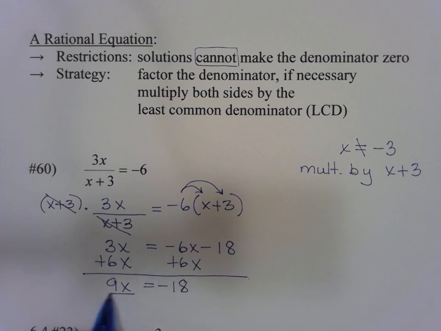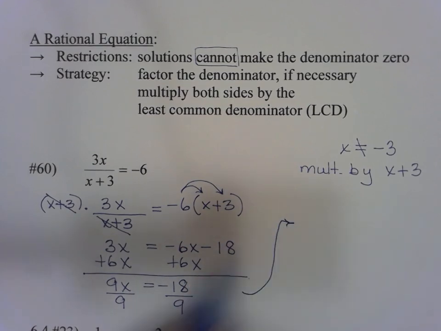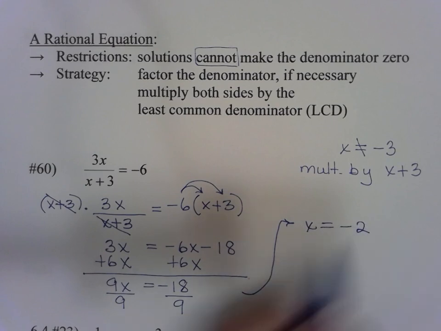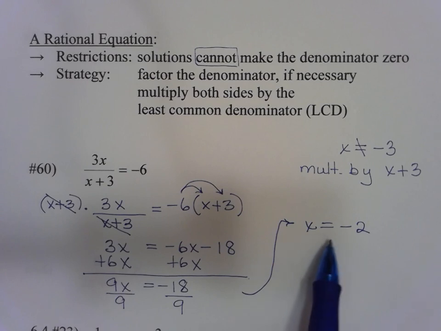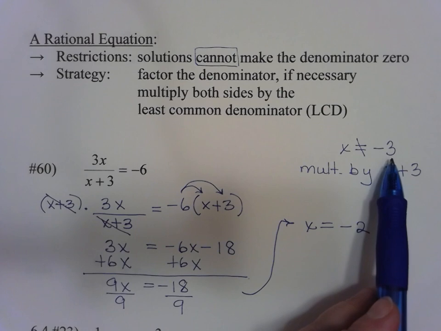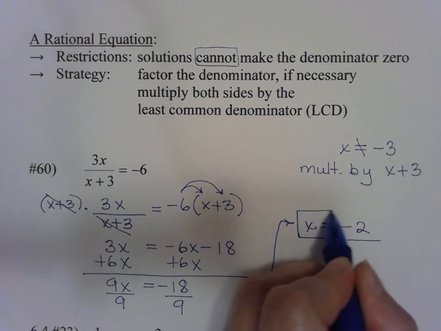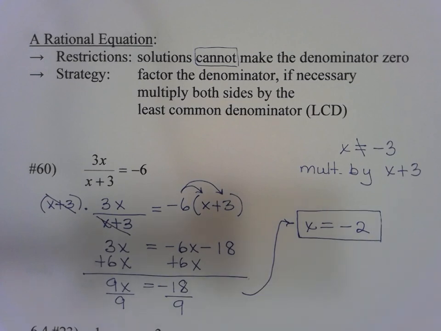I'm going to divide by 9 on both sides. And I'm going to come over here. That's going to give me x equals negative 2. Okay, I don't have to do a formal check here. All I do have to do is just kind of a quick check. Notice I did not get negative 3, so I'm good. If I had gotten negative 3, that would not be a valid answer.